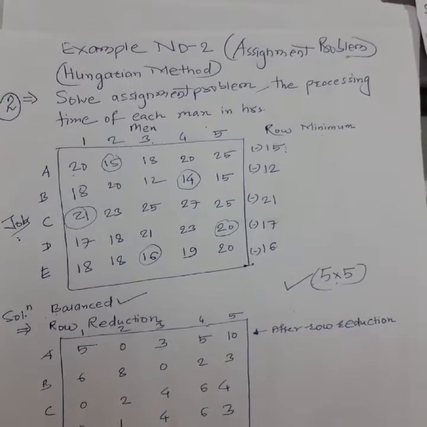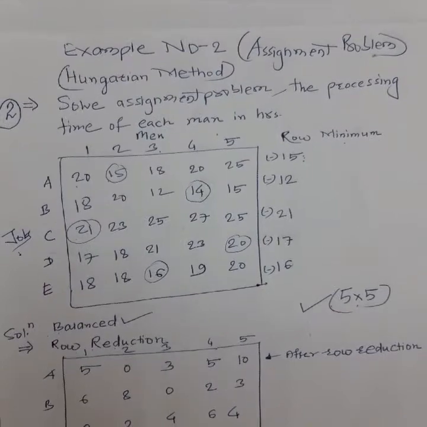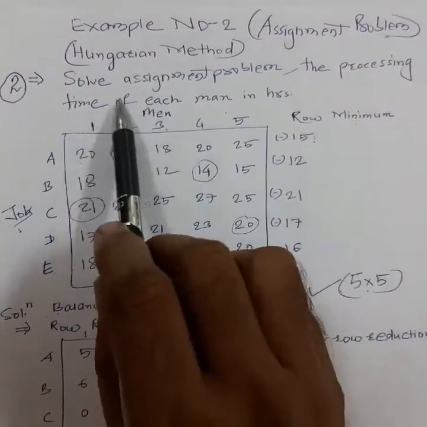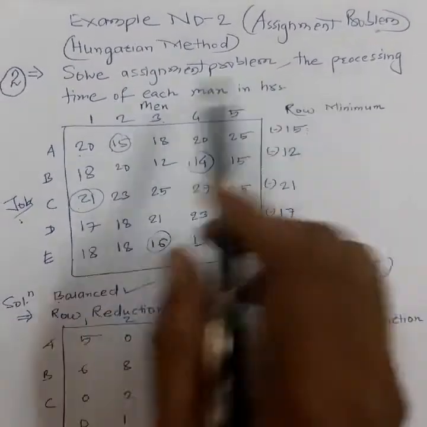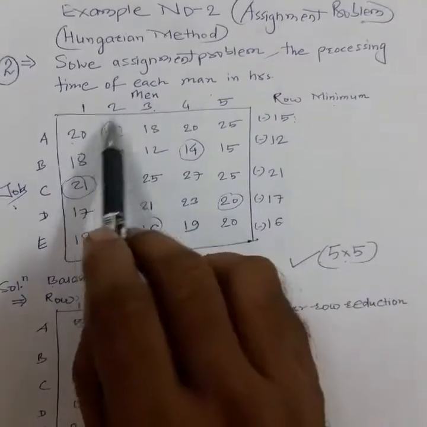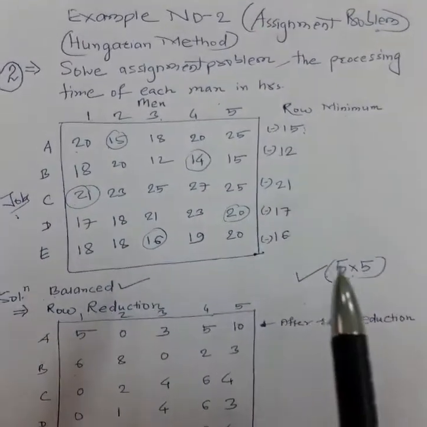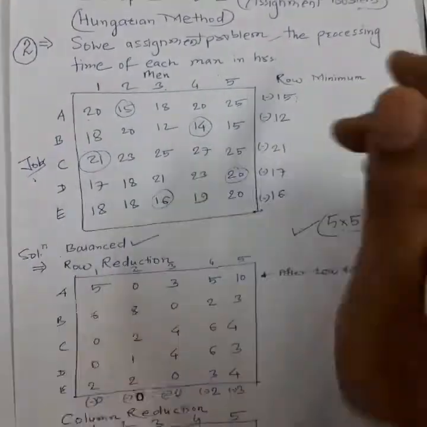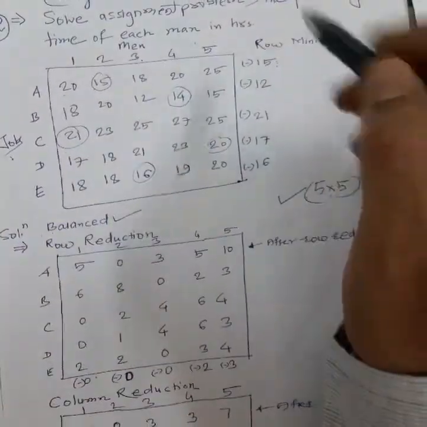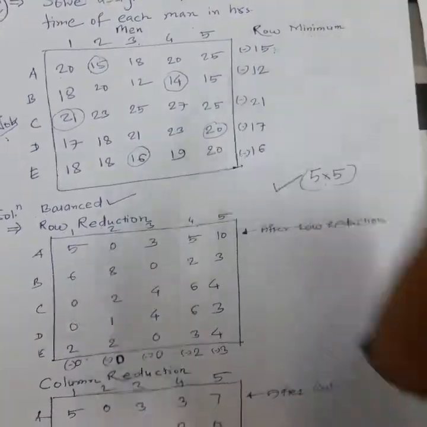Now we will see the second problem of assignment and try to solve it using the Hungarian method. This is the second problem: to solve the assignment problem so that the processing time will be minimum. These are the mains 1, 2, 3, 4, 5 and jobs A, B, C, D, E. Now our objective is to allocate jobs to the mains so that the processing time will be minimum.